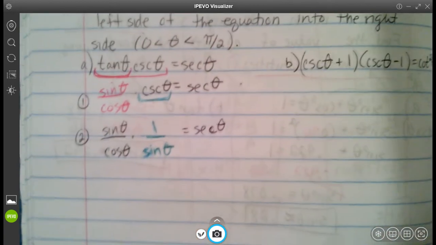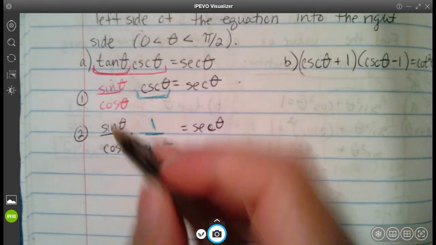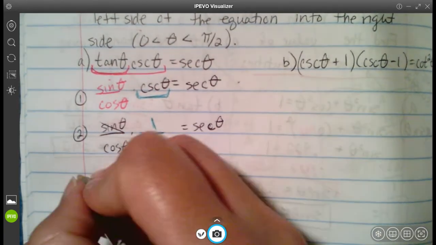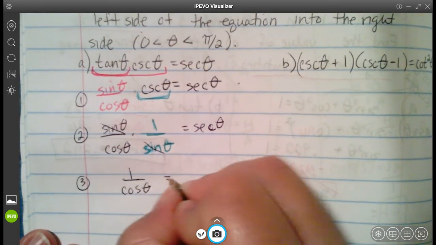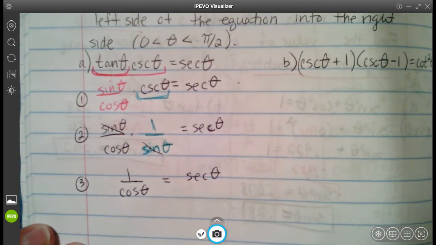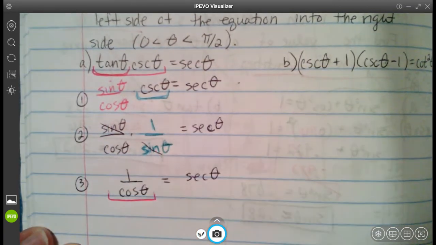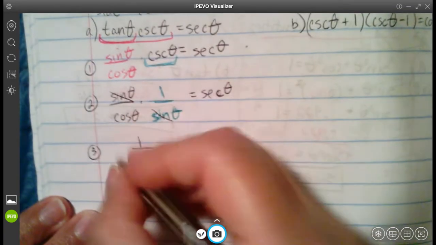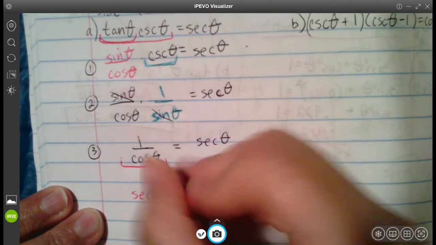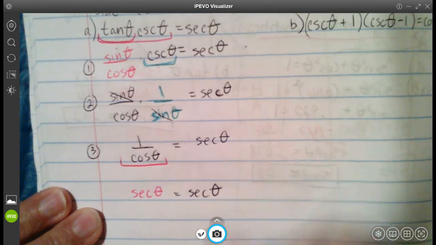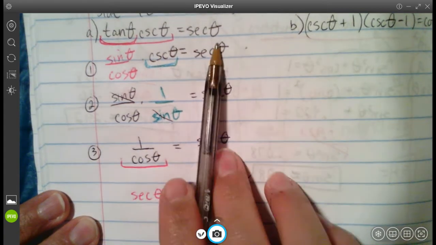All right, so what can we do with this? Well, I can see that my sines, I have one on top and one on the bottom, so we can cancel them. So we're left with 1 over cosine of theta equals secant of theta. But didn't we find out earlier that this is the same as secant? I think we did. And again, if you don't believe me, check your foldable. So we are done. We have proved that this is equal to this.